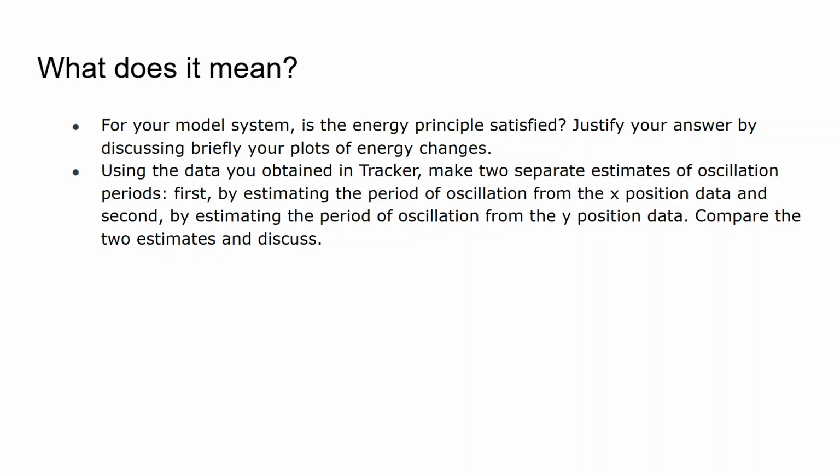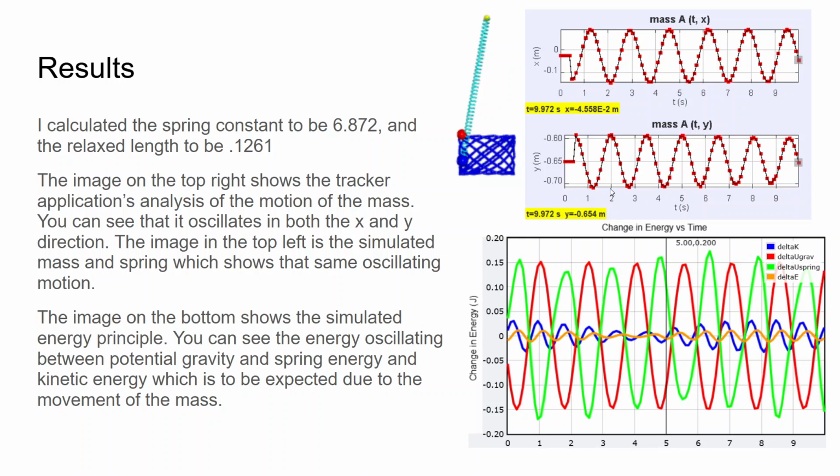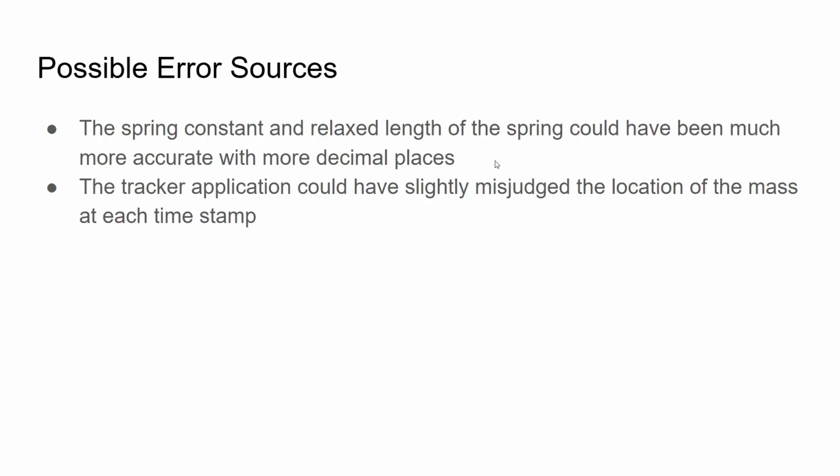Using the data you obtained in Tracker, make two separate estimations of the oscillation period. First, by estimating the period of oscillation from the X position data, and second, by estimating the period of oscillation from the Y position data. Again, we can go back to the code here. You can see that one period took roughly 2 seconds, or 1.5 seconds, and for the X value, it took roughly also 1.5 seconds. This makes sense since the spring is just going back and forth and up and down roughly the same distance in basically a square.